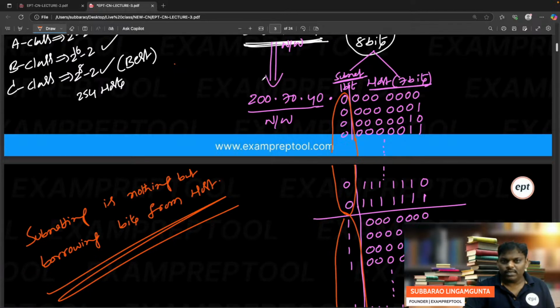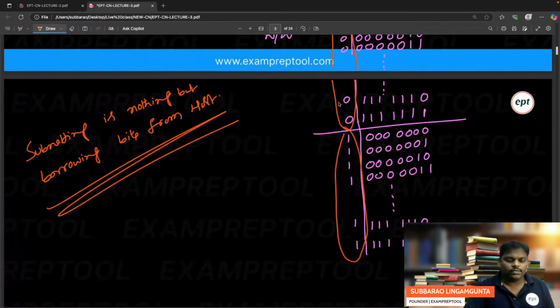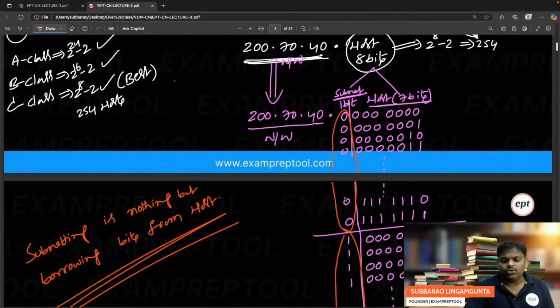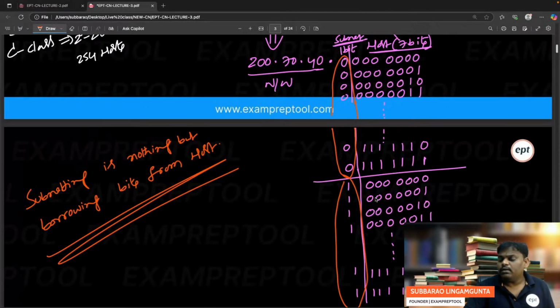Because subnet purpose 1 bit having two choices: subnet 0, subnet 1. There are two subnets because subnet purpose 1 bit. Sir, what about network part? Network part no change. Only host part will be changed.